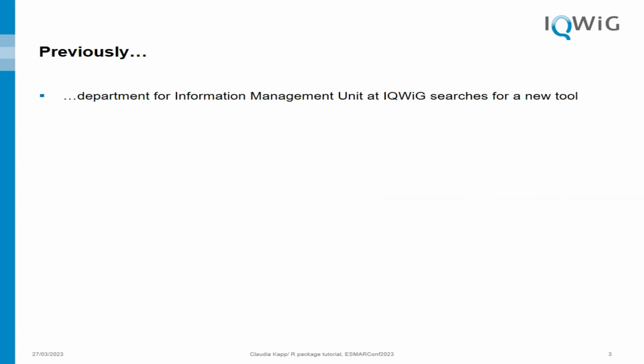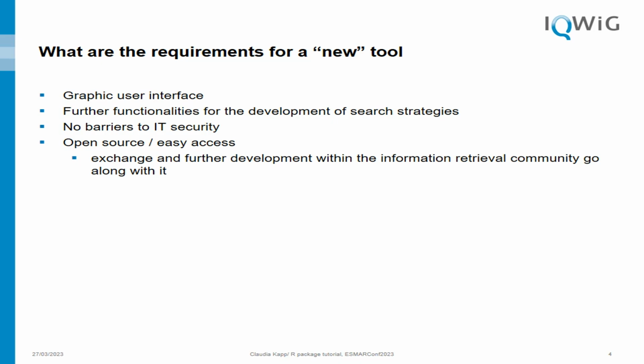Our information retrieval team at IQWiG has been searching for a new tool for a while now. During last year's ESMARConf, my colleagues discussed a few key points that would be relevant for our team in order to be able to use a new tool for our search strategy development process. Our requirements included a graphic user interface for the app, that our IT security team had to be on board with the suggested tool, and, in order to be able to exchange ideas with other researchers, the tool should be open source. A Shiny app would actually meet all these criteria.